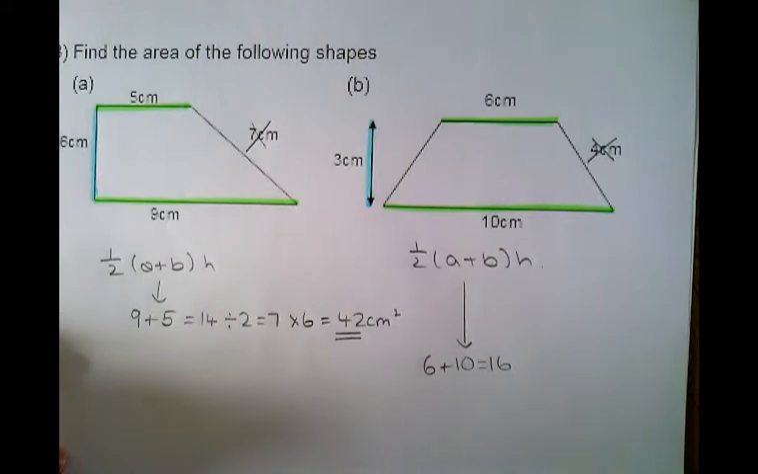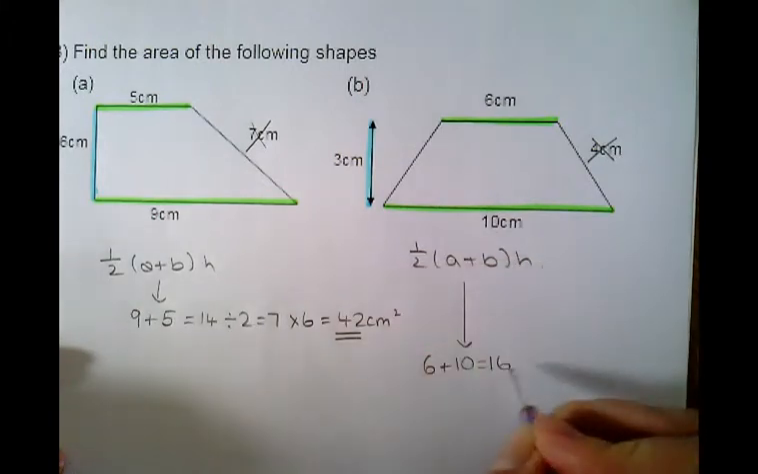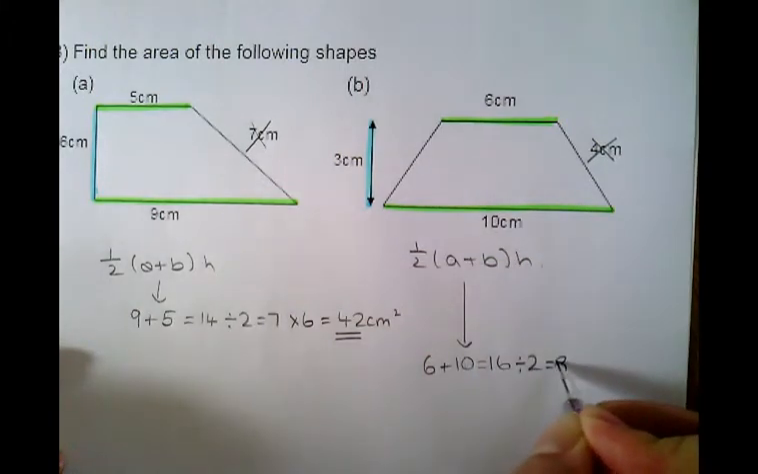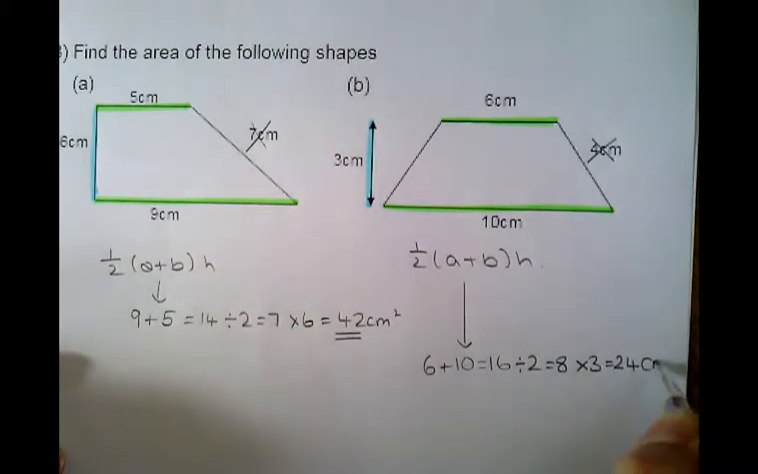I would normally times by the height and then half it, but I'm trying to do this without a calculator, so I'm going to half it first. So add the parallel sides and then half it. So half that gets you 8, and then times by the perpendicular height. So times by the 3 will get you 24, and it's all centimetres again, so centimetres squared.